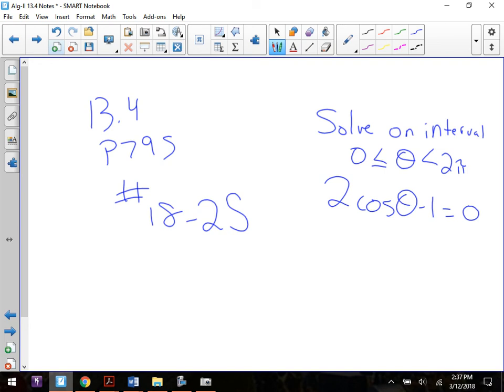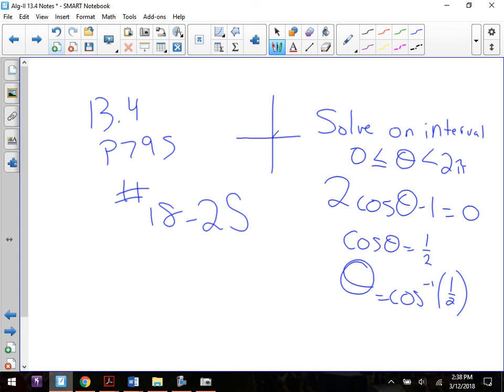You've got to get theta by itself. What do you do first? Add what? Okay. Then what? Divide by what? So cosine of theta is 1/2. What do you do to undo it? What angle has a cosine of 1/2? 60 degrees. Now, cosine is positive in what quadrants?